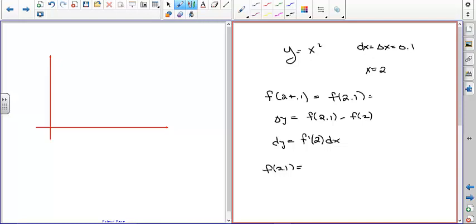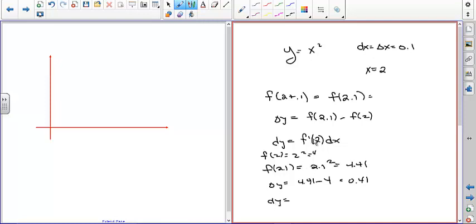So f of 2.1 is just 2.1 squared. 2.1 squared is 4.41. Okay, and therefore delta y is 4.41 minus 4, because f of 2 is just 2 squared, which is 4. So you get delta y is 0.41.